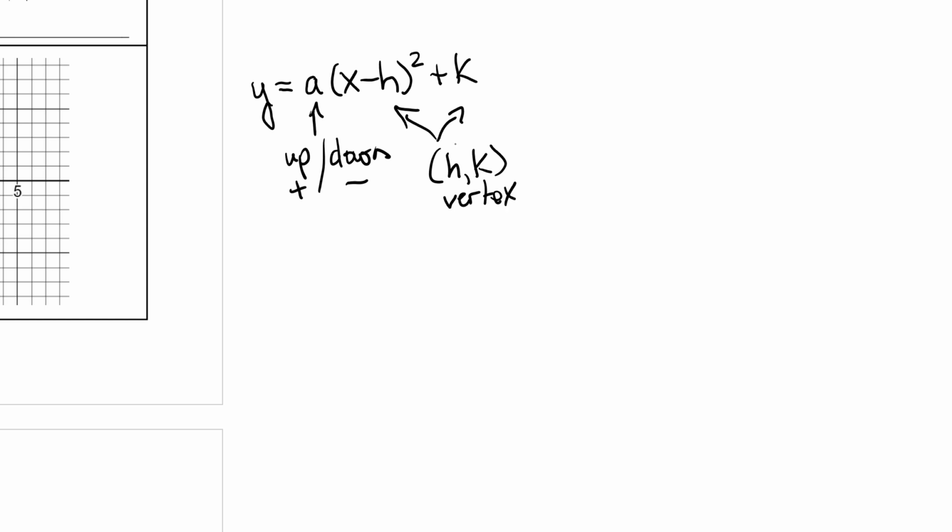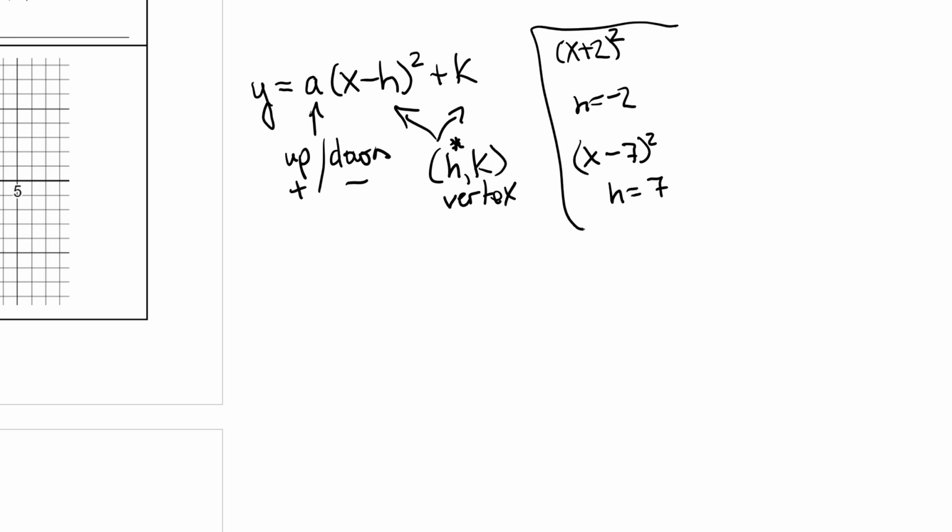And then again here, might put a little asterisk by the h to remind us that it has the opposite value of what you might look at. If it says x plus 2, that's going to be h equal to minus 2. And if you had x minus 7 squared, you might be tempted to put minus 7, but actually h is positive 7. And so we want to keep that in mind.